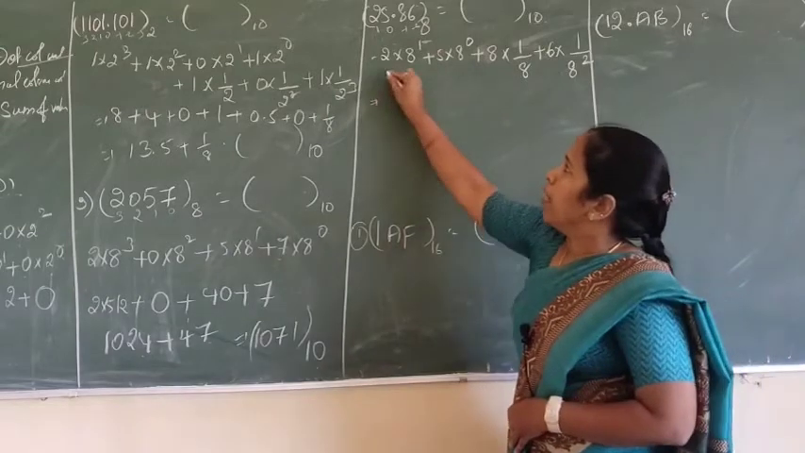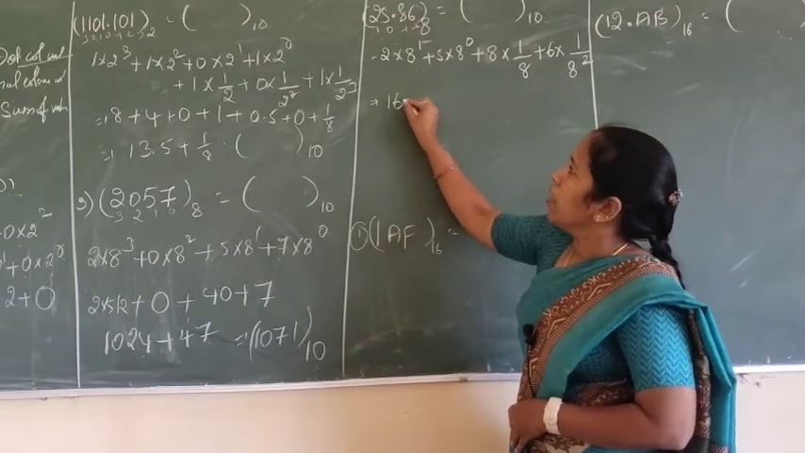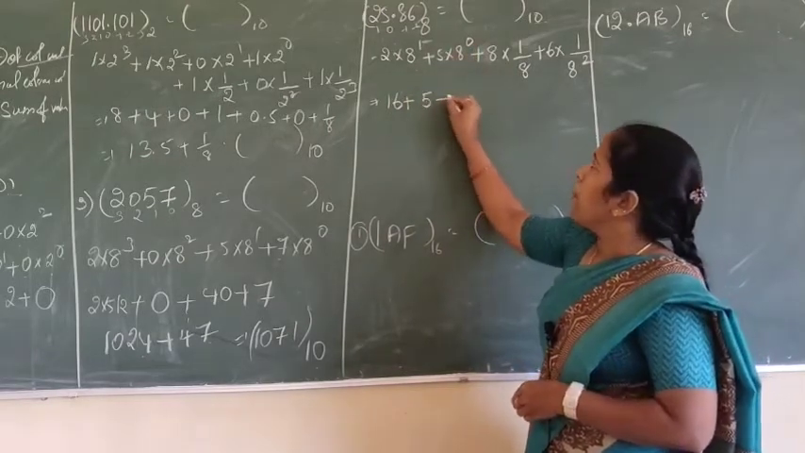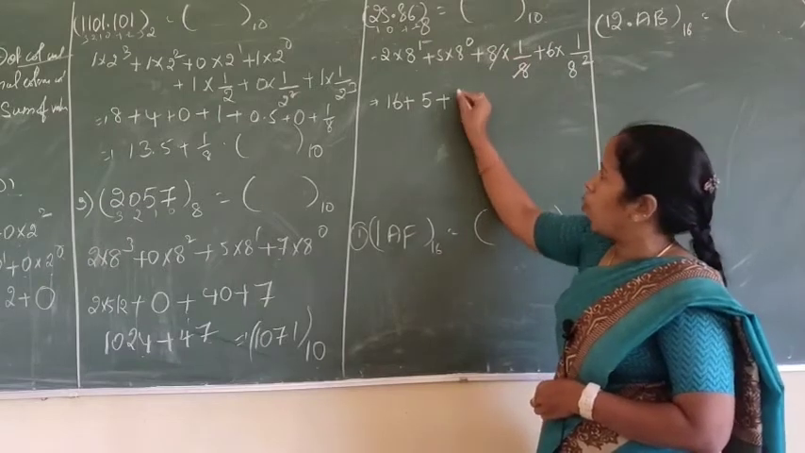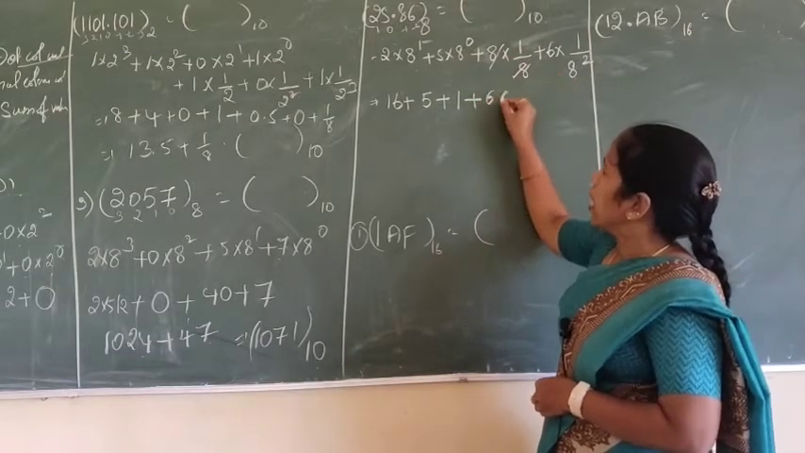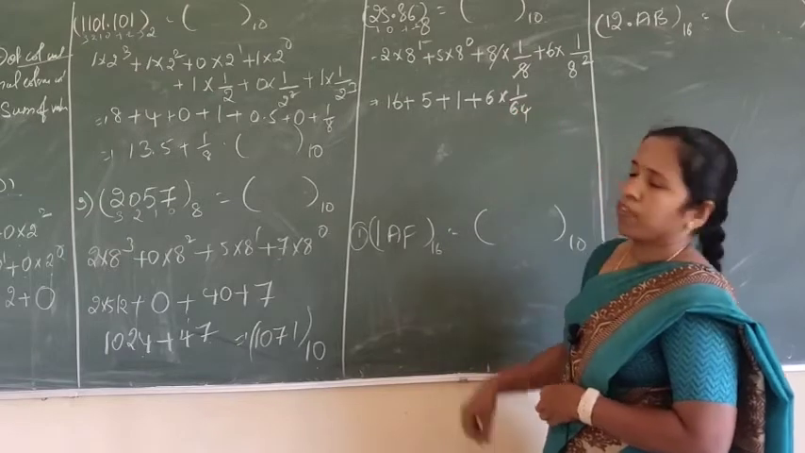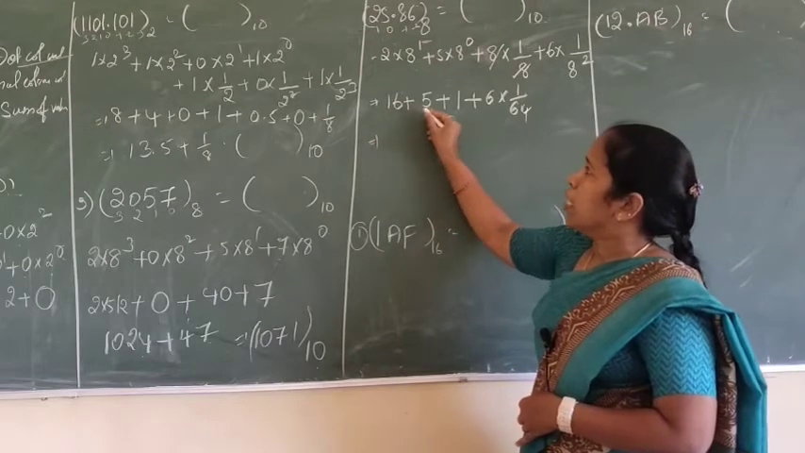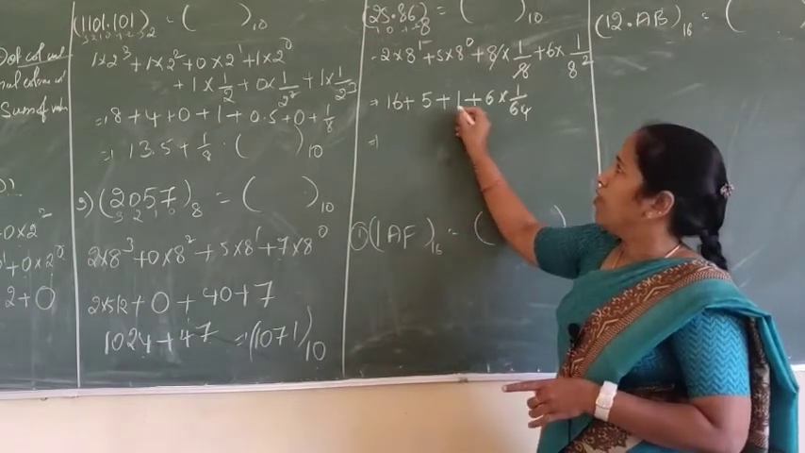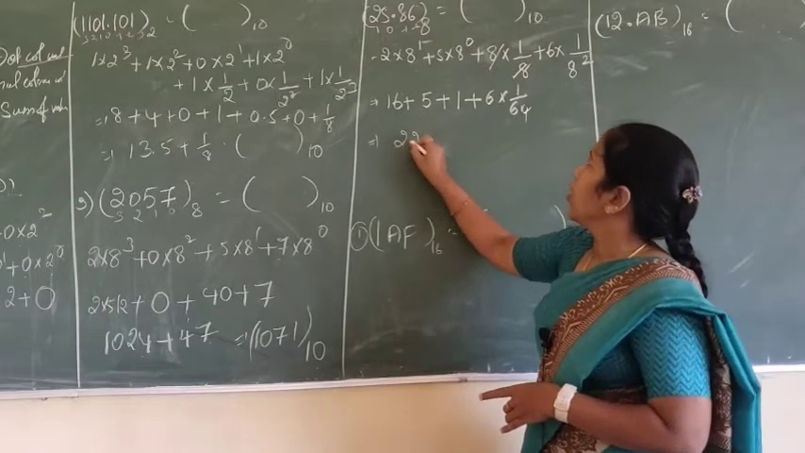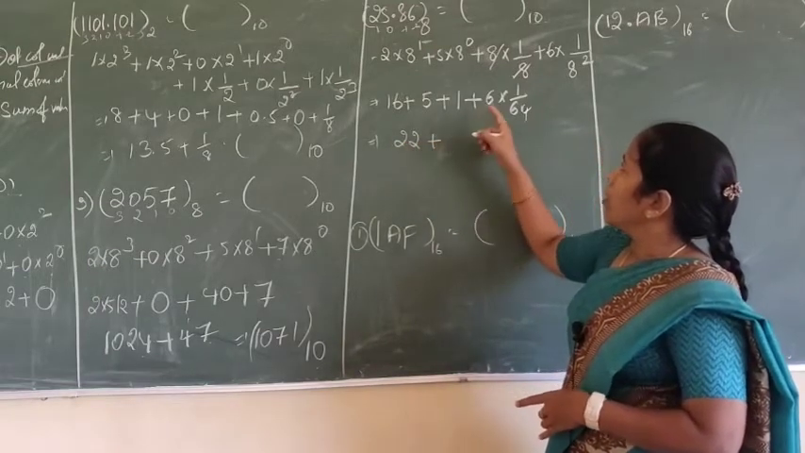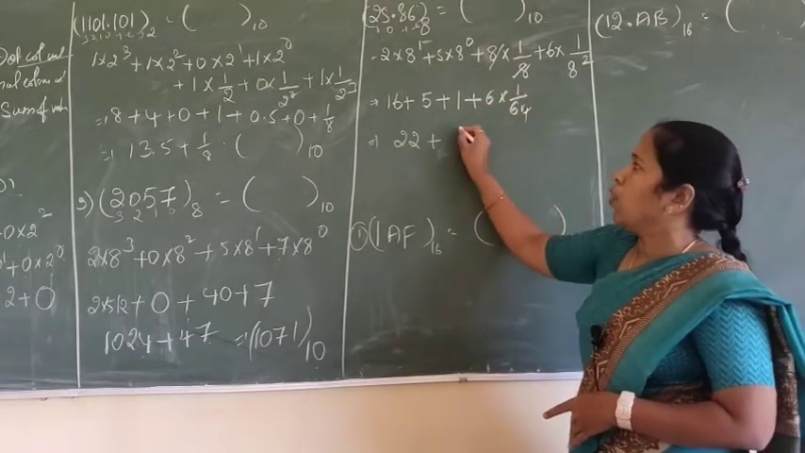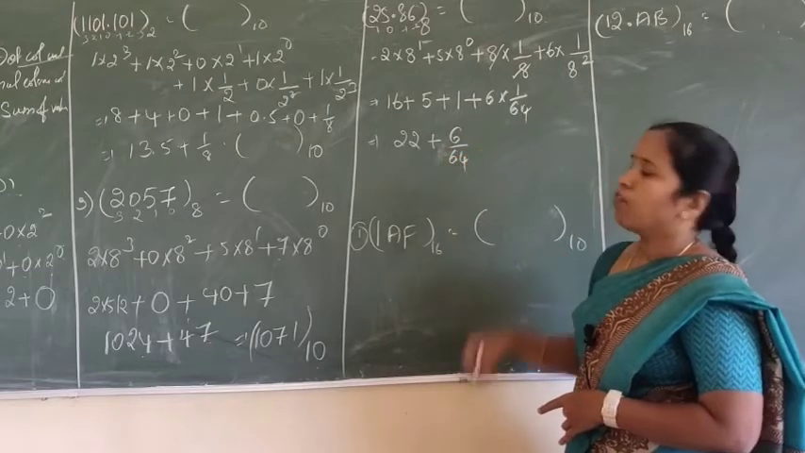So now if you multiply here, 2 8s are 16, plus 5 into 8 to the power of 0, which is 1. So 5 into 1 is 5, plus 8, the 8s will get cancelled, 1, plus 6 into 1 by 64. So like this you are getting. Now in this case, 16 plus 5 is 21, 21 plus 1 is 22 here. So plus 6 into 1 by 64, that is nothing but 6 by 64, right?